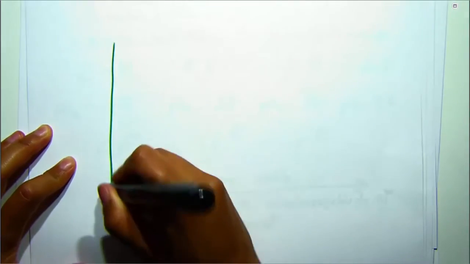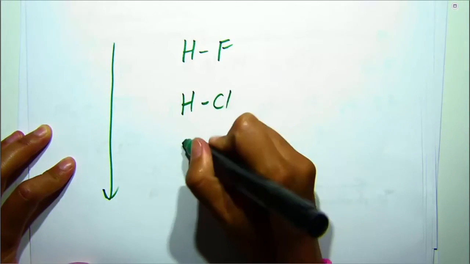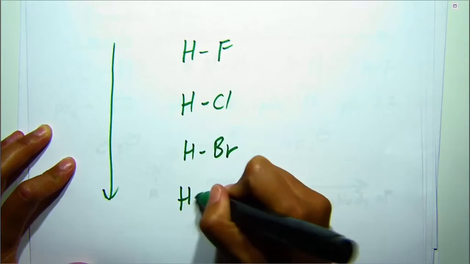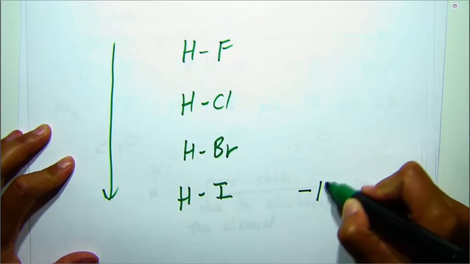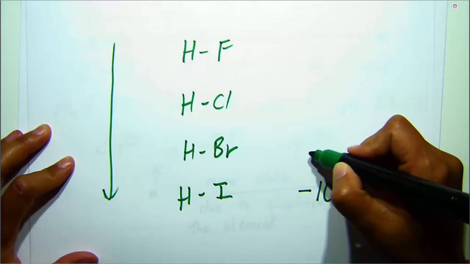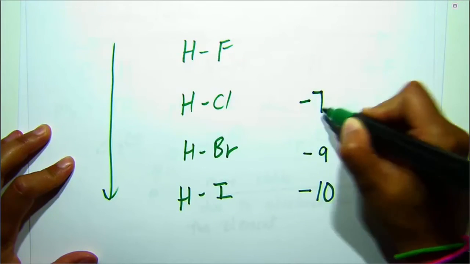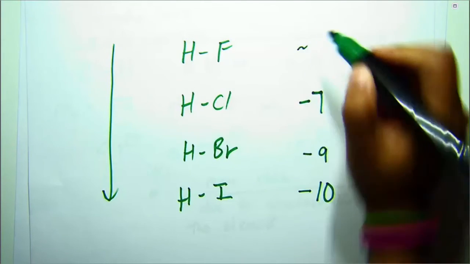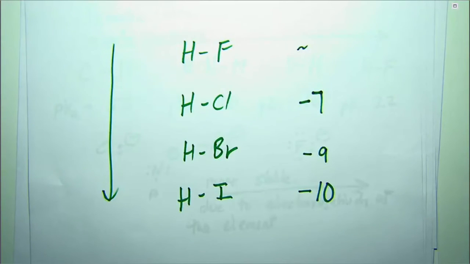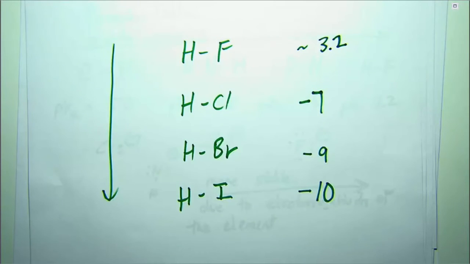So going down the periodic table, HF versus HCl versus HBr versus HI, the pKa's actually become more negative. So negative 10, negative 9, negative 7. And we know this was around 3.2. Okay, so what's happening here?